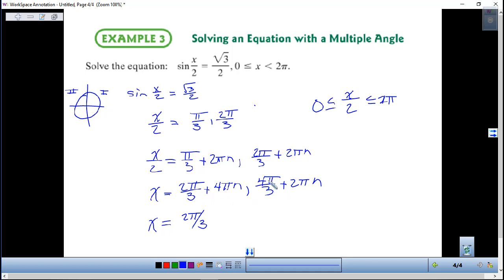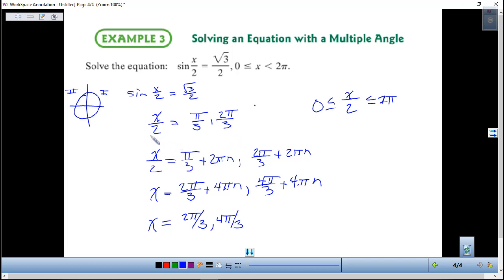And the same thing over here with 4 pi over 3. If I add another, oops, sorry, that should be 4 pi, because I multiplied all the way through by 2. If I add another 4 pi to that, I'm definitely going to be larger than 2 pi. So we're looking at 4 pi over 3 there as well. And those are the only two values between 0 and 2 pi that the sine of x over 2 is going to equal the square root of 3 over 2. So that's all you're doing.